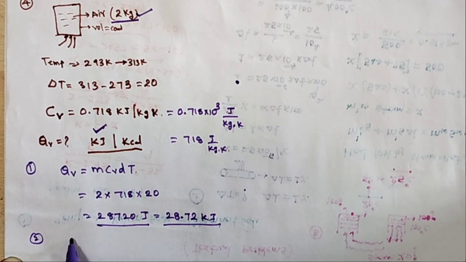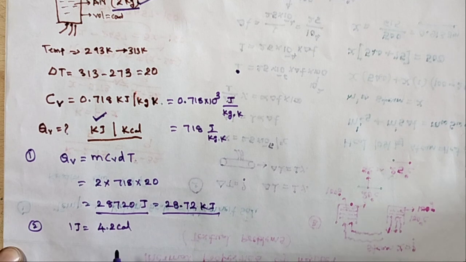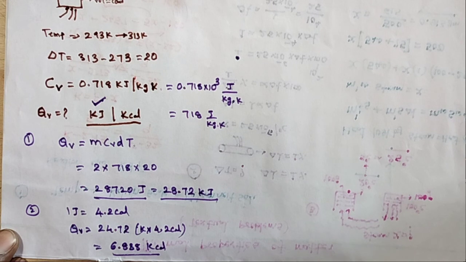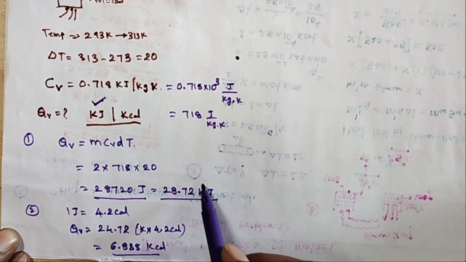And the second one, kilocalories. So we know that 1 calorie is equal to 4.2 joules. Please remember this. So substitute in this one. Q_V is equal to 28.72 kilojoules. Converting to kilocalories, divide by 4.2. So 6.838 kilocalories. What is the answer? 6.838 kilocalories. So this is kilojoules, and this is kilocalories.